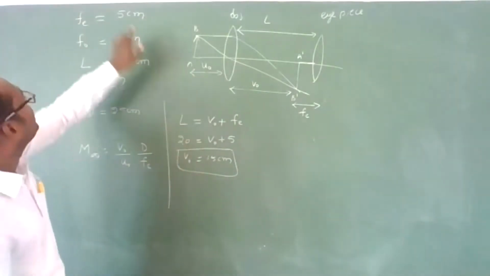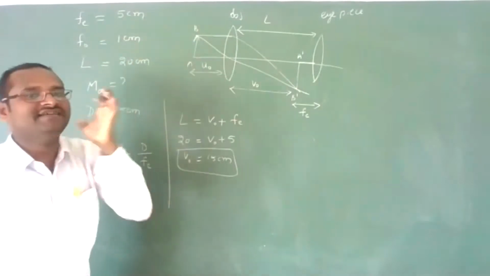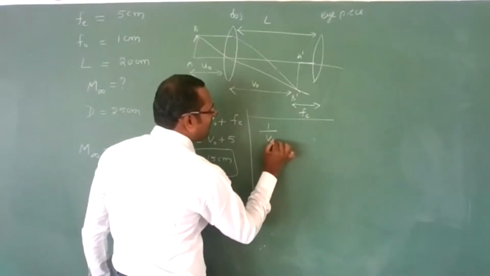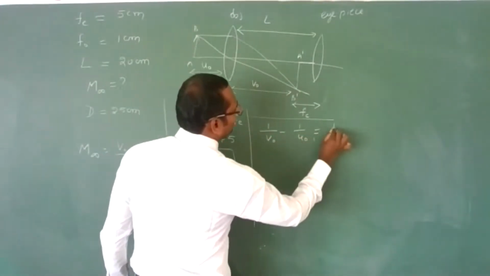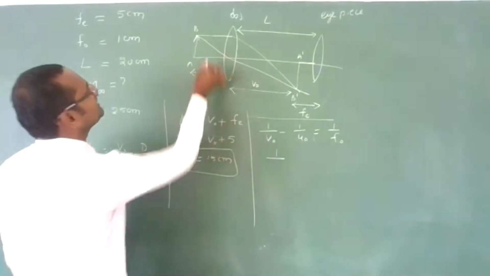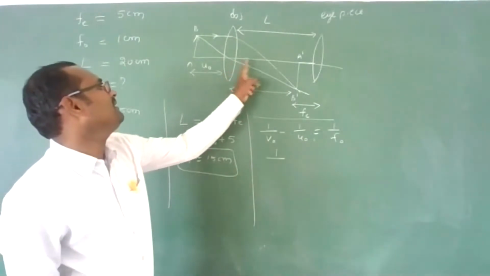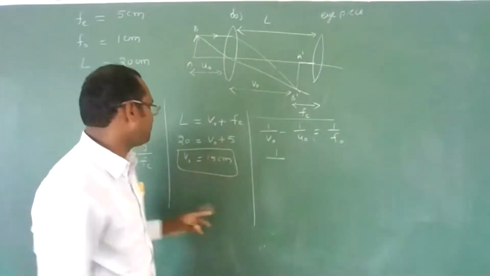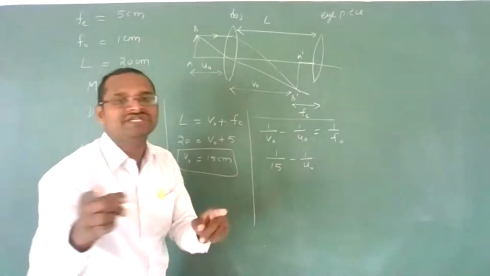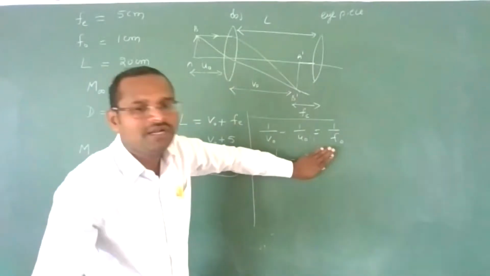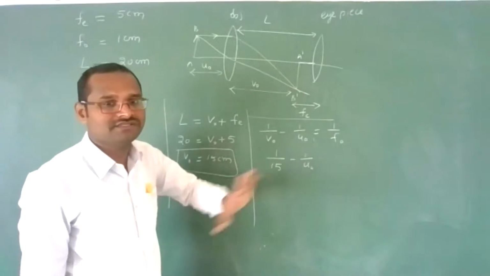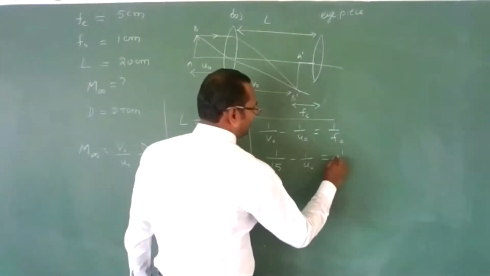I know V naught. I know F naught. Can you find U naught? Yes, definitely. See, the formula is 1 by V naught minus 1 by U naught is equal to 1 by F naught. 1 by V naught, value 15 centimeter. See, rays are going like this and the image is forming this side, means positive only. So 1 by 15 minus 1 by U naught. Don't apply sign convention to what you want to find. This I want to find, I should not apply any sign convention, if I apply it, it will become plus. No, don't do that. Upon 1 by F naught.